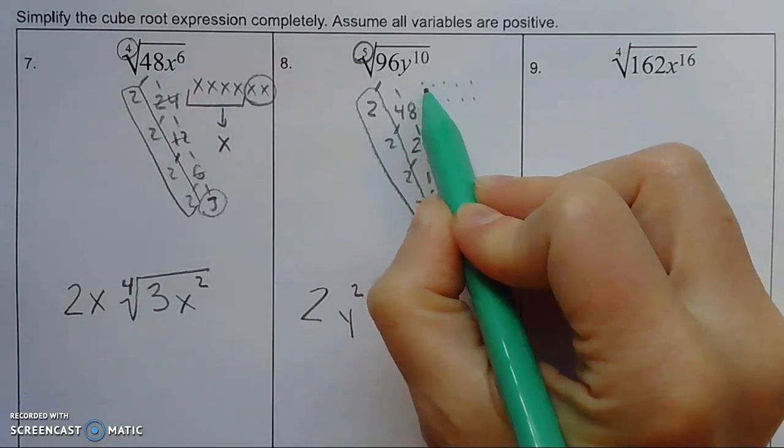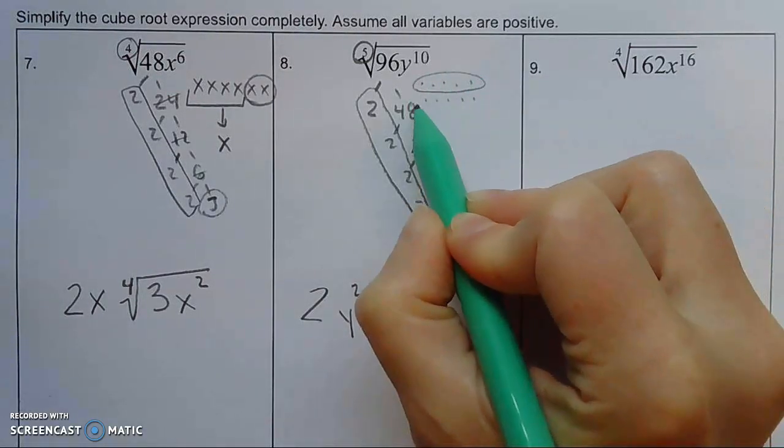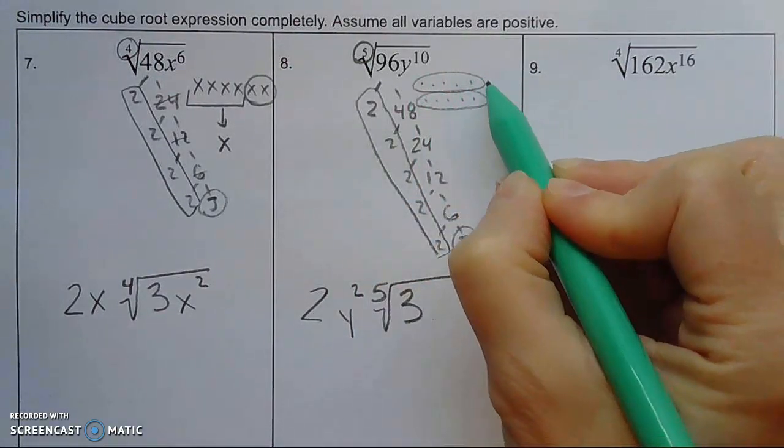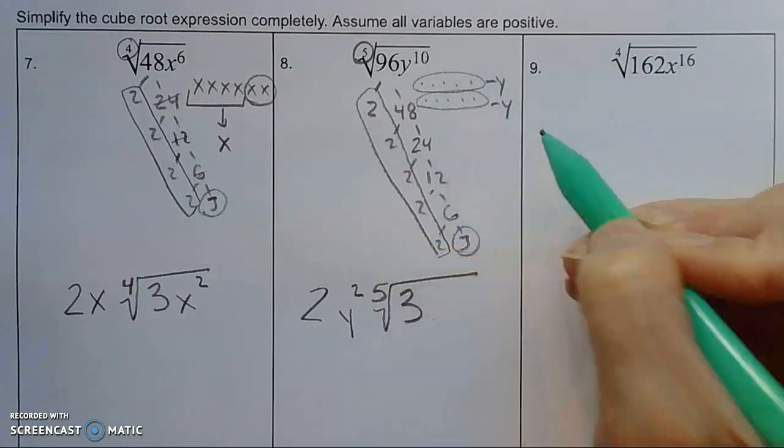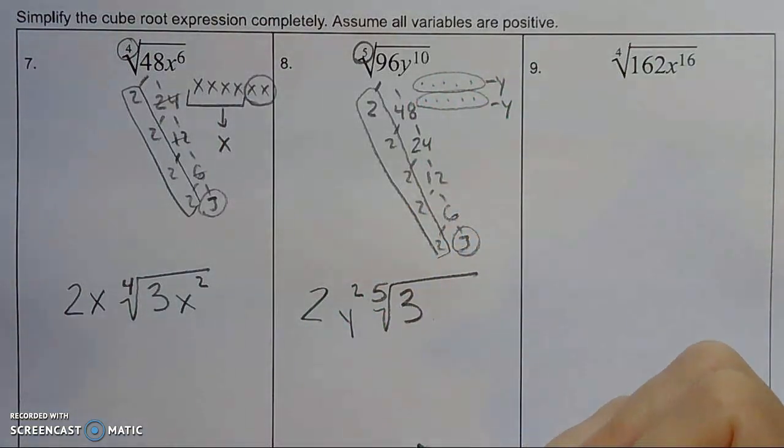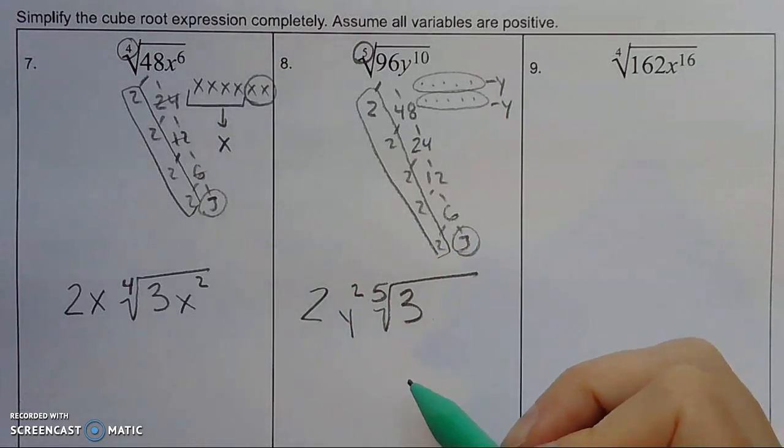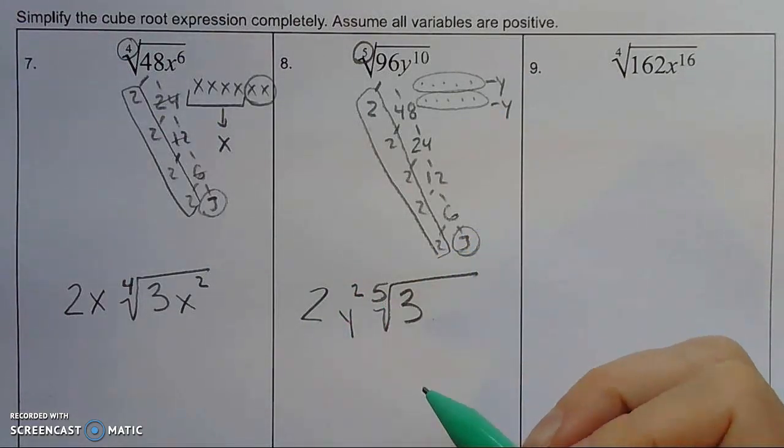So these little dots represent y's, so there's 5 y's there, 5 y's there, so I can bring out a y and a y, so 2 y's, so y squared. Okay, nothing to multiply, so these guys are done, just leave it as is.